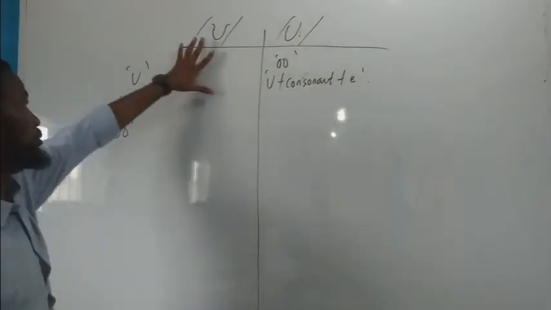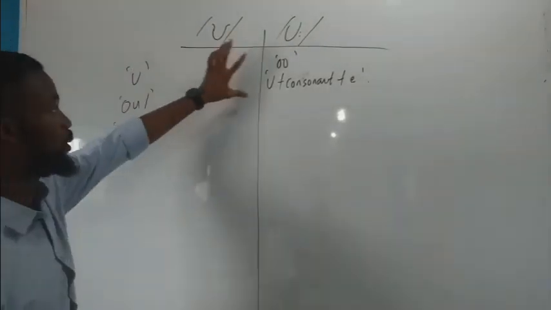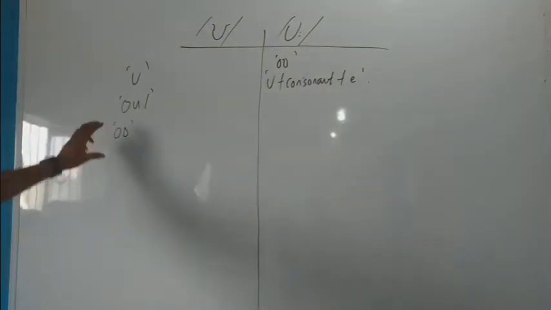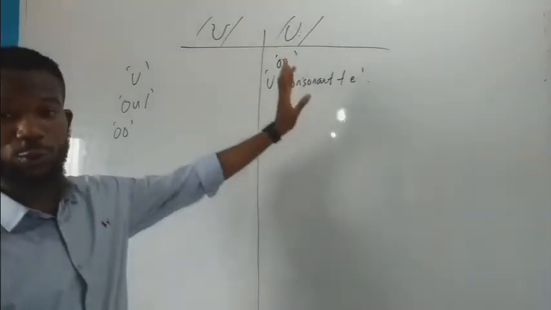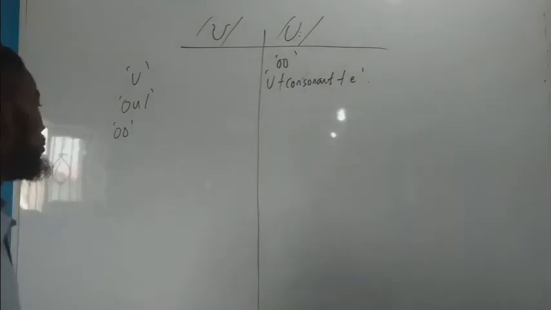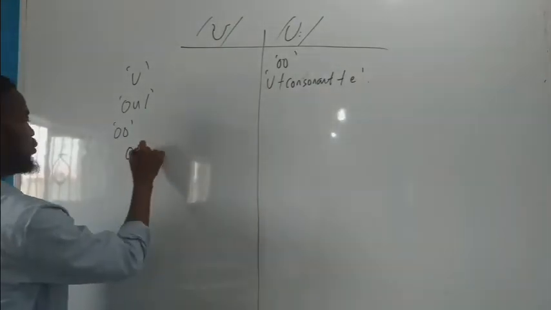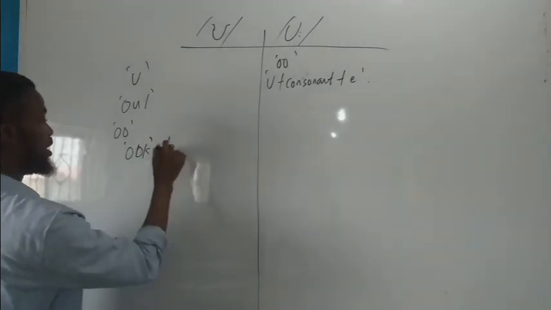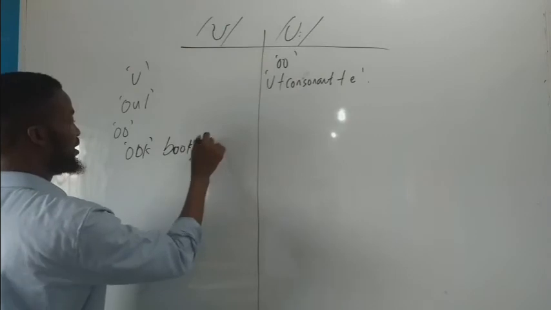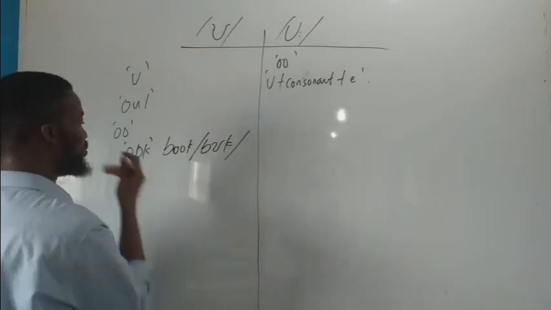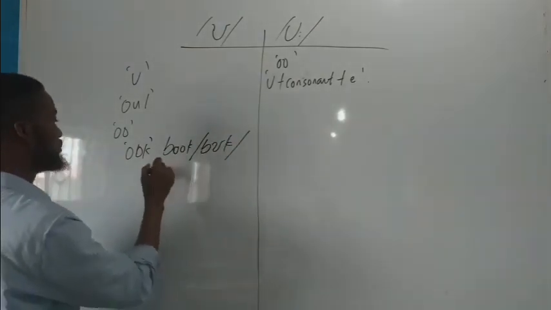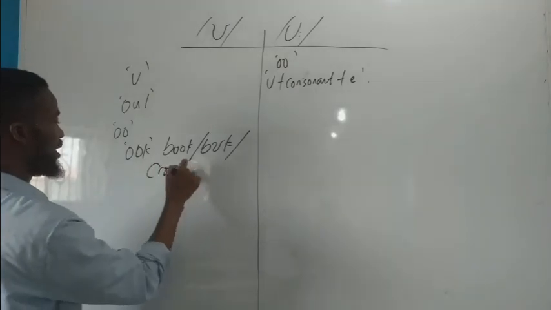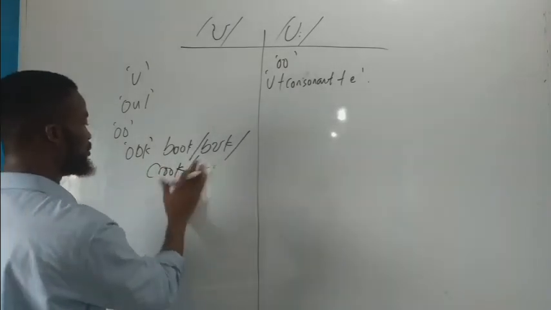For the short O sound, this is the short one and this is the long one. There are several differences. One common thing you realize is that there is OO here and there is OO here. Maybe I should start with that. OOK will always give us a short O sound. Words like BOOK is pronounced as book. Words like CROOK is pronounced as crook.